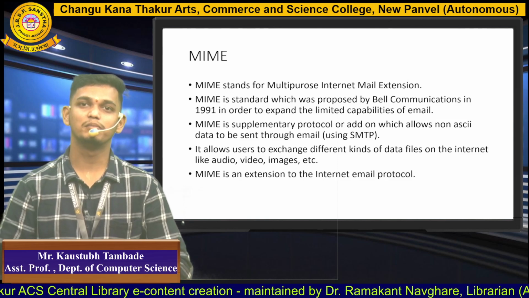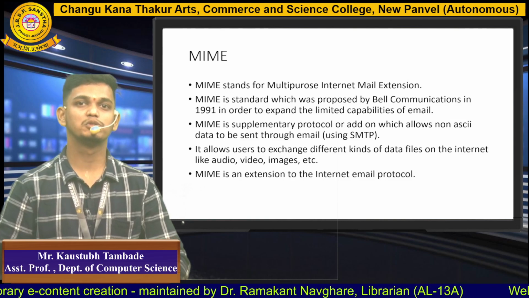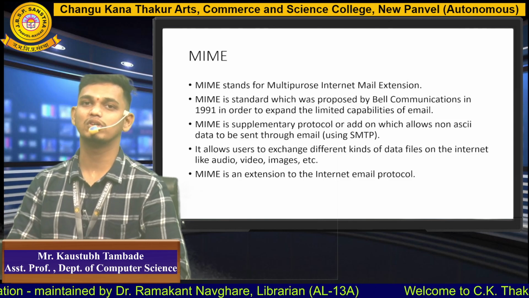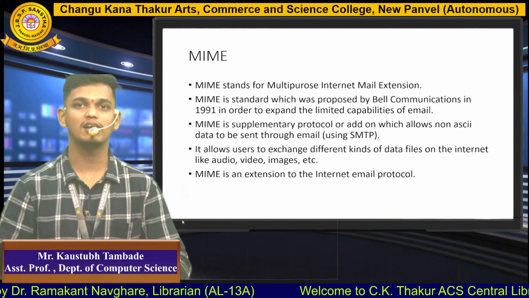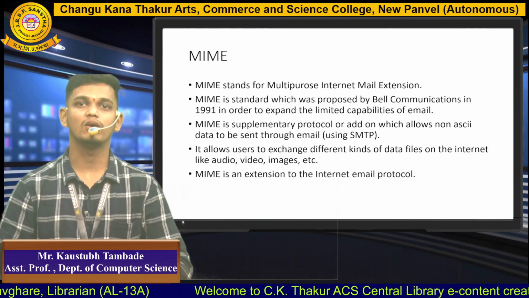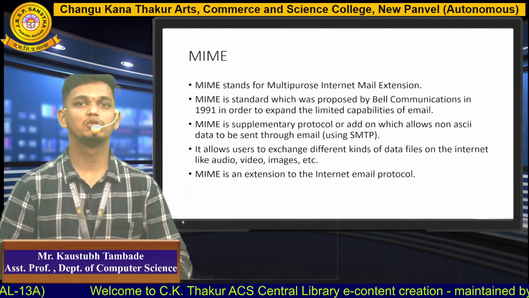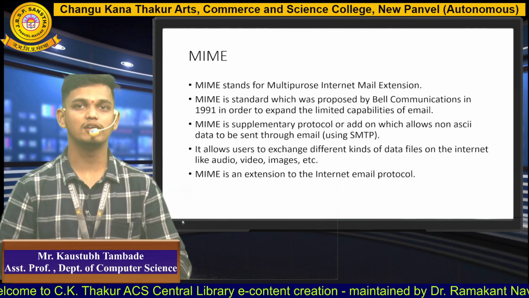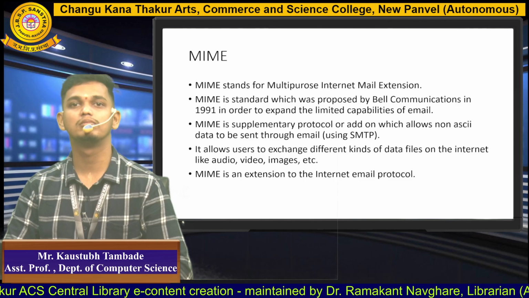Before, SMTP, Simple Mail Transfer Protocol, was used, and the message had to be in bits format. So only text messages went through, not audio, video, or images. We can't do that in the SMTP protocol. So MIME is a supplementary protocol or add-on which allows non-ASCII data to be sent through email using SMTP. It allows the user to exchange different kinds of files and data on the internet, like audio, video, images, etc.